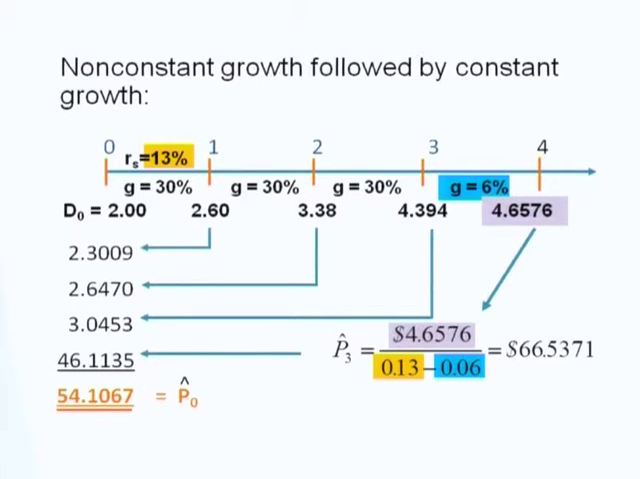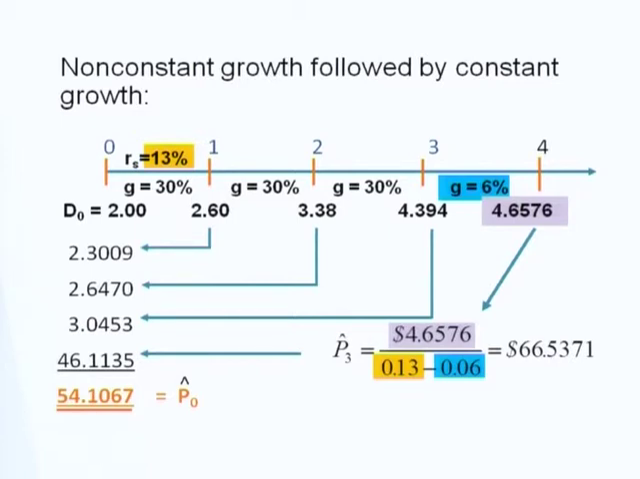So P3 will equal D4, 4.65, divided by Rs 13% minus G, 6%. So the intrinsic value at time 3 will be 66.5371. Once you discount all dividends from year 4 to forever back to time 3, you can forget about D4 until infinity.